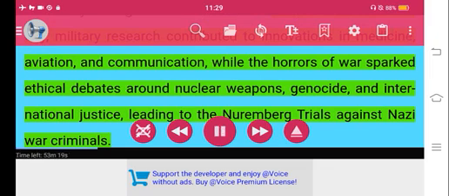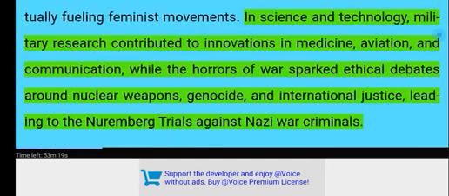In science and technology, military research contributed to innovations in medicine, aviation, and communication, while the horrors of war sparked ethical debates around nuclear weapons, genocide, and international justice, leading to the Nuremberg trials against Nazi war criminals.